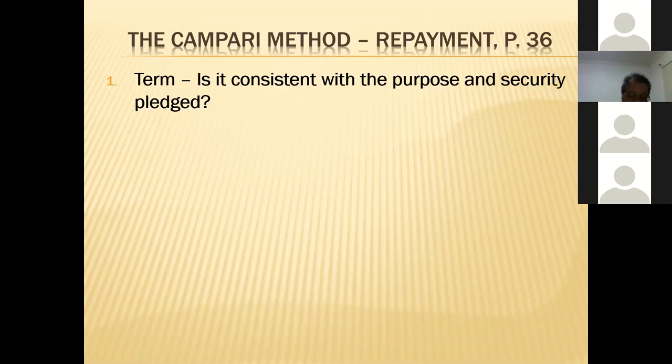Okay. The second point is the payment amount. What is the payment amount? So the repayment includes the term being consistent with the purpose and security pledged, and the payment amount. What is the payment amount?